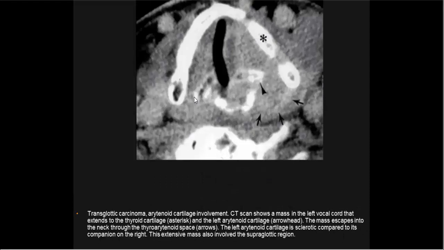Carcinoma right true vocal cord. Transglottic carcinoma, arytenoid cartilage involvement. We see mass in the left vocal cord extended to thyroid cartilage and left arytenoid cartilage. Mass escapes the neck through thyroarytenoid space.